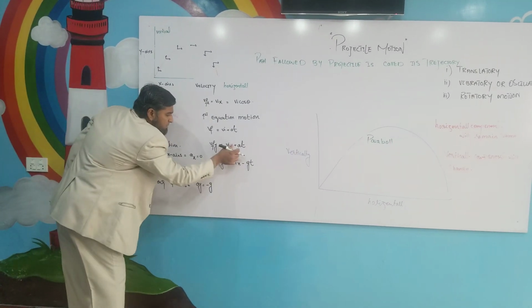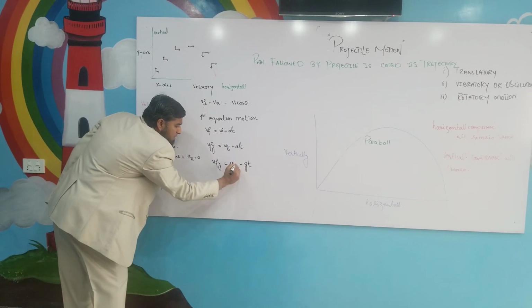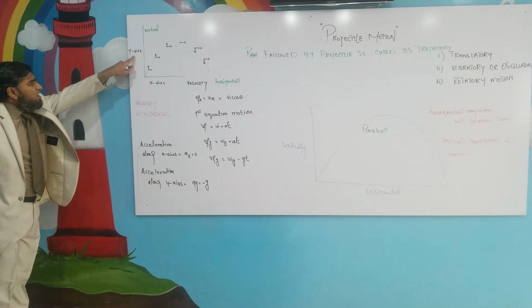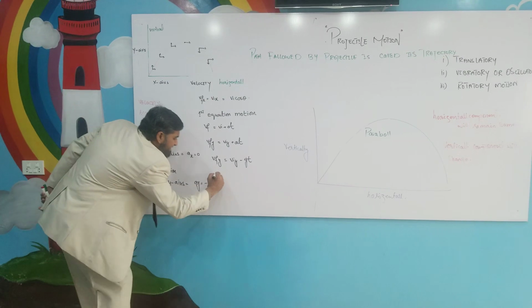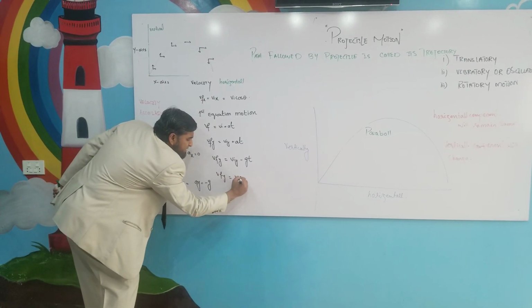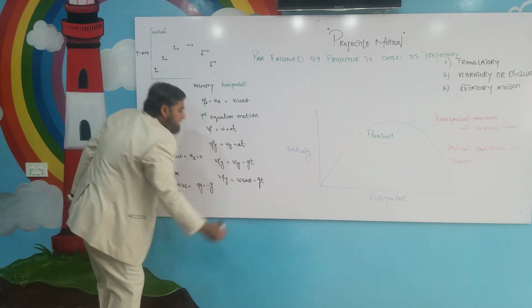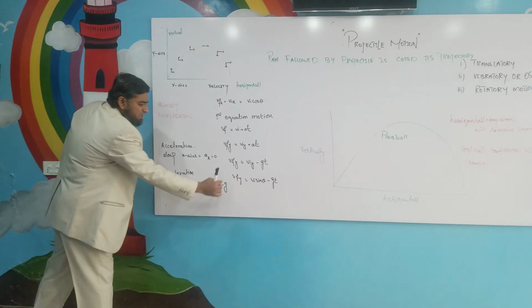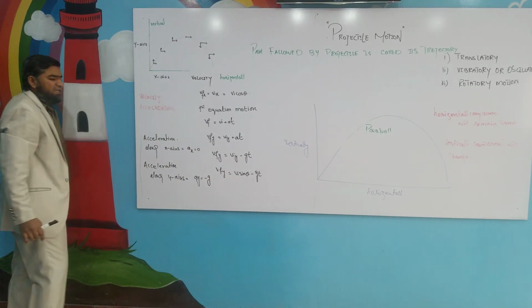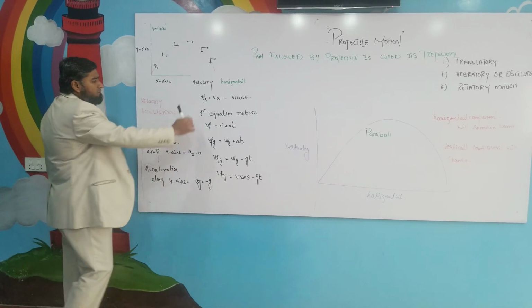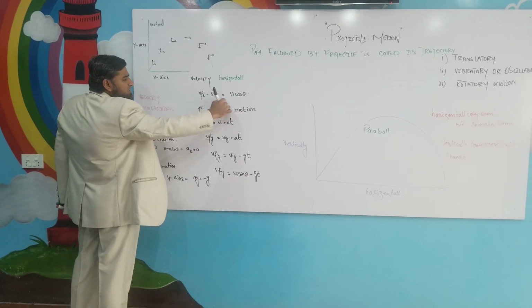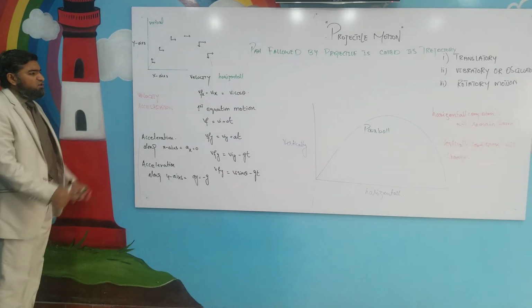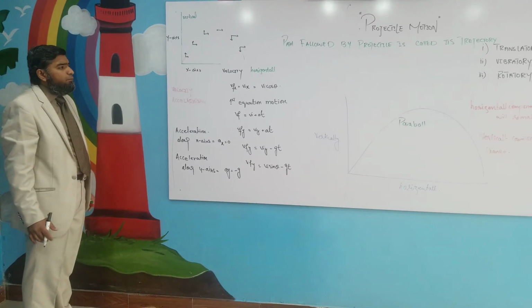Sorry, this will be Viy, and according to the trigonometric ratios, the theta used along the y-axis gives Vfy is equal to Vi sin theta minus gt. This is the required equation or relation for finding the velocity of a projectile: Vfy is equal to Vi sin theta minus gt, and Vfx is equal to Vix, which is equal to Vi cos theta.